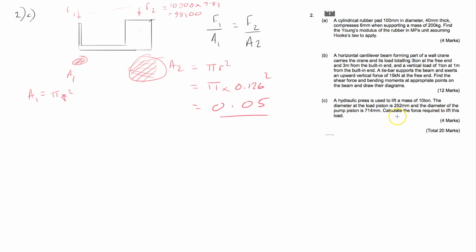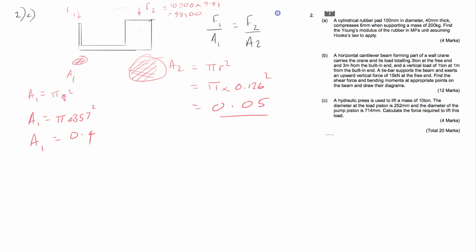The pump piston is 714 mil. So 714 divided by 2 is 357, divided by 1000 to get it in meters rather, is 0.357. Square that, times it by pi, and we get an area almost exactly of 0.4.